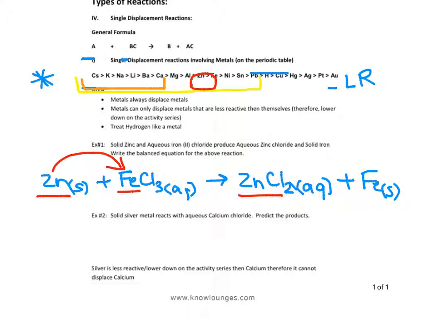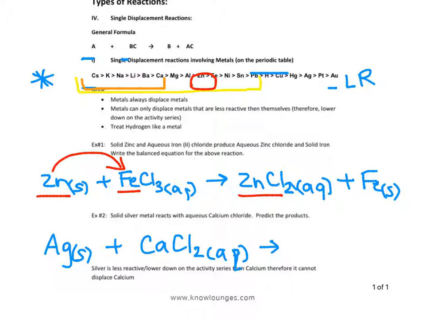Let's look at another example. Solid silver reacts with aqueous calcium chloride. We need to predict the products here. Again, we're going to start off by writing out my reactants. So silver, calcium chloride, and I want to know what this is going to produce. It's a funny looking cube.